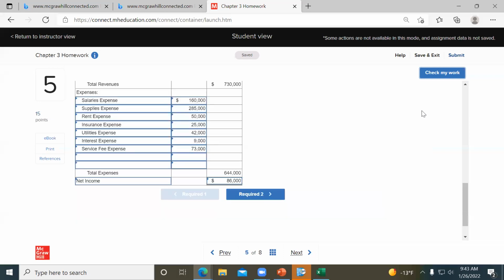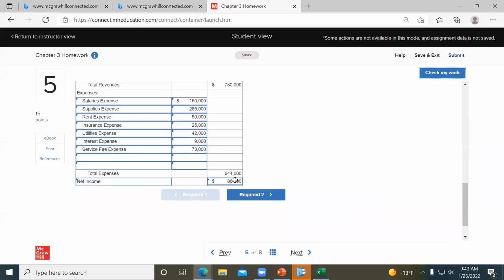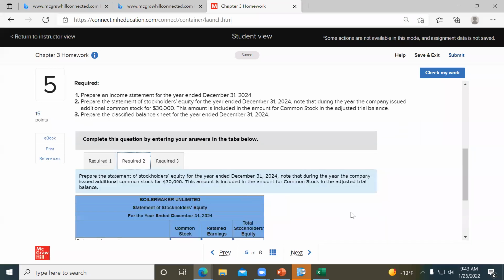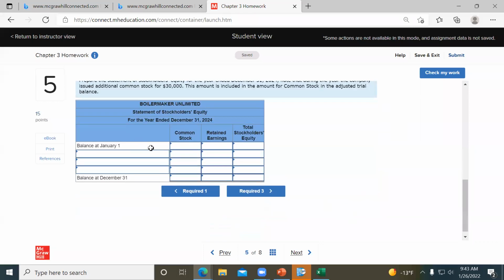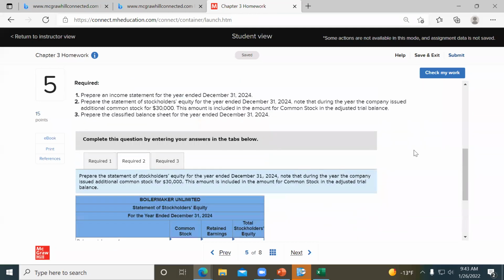Now we need that 86,000 to do our statement of stockholders' equity, right? We're going to add that net income of 86,000 over to our retained earnings side. Prepare the statement of stockholders' equity.